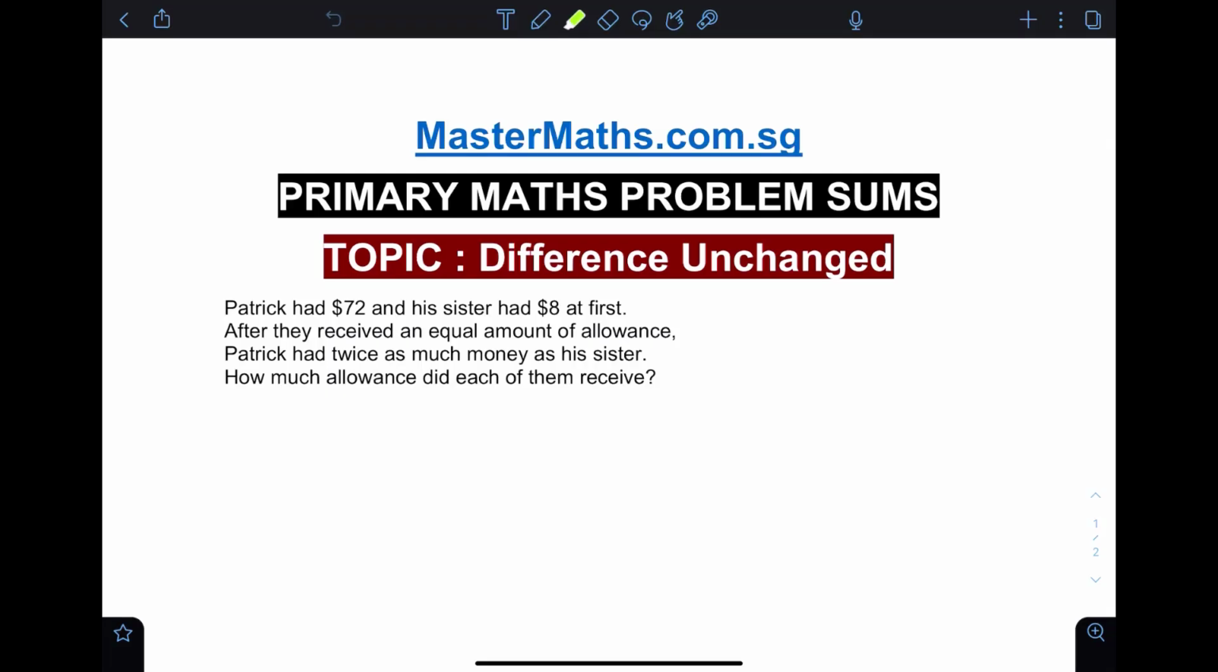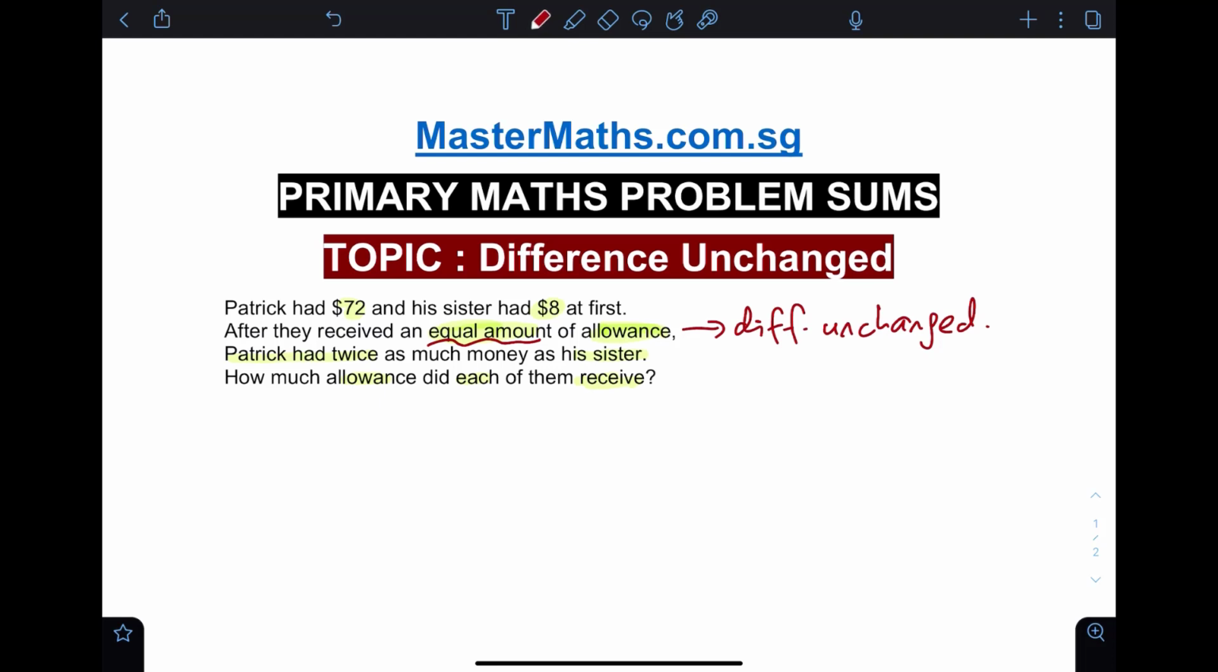Patrick had $72 and his sister had $8 at first, after they received an equal amount of allowance. Now, these are the keywords here. This tells us that since they are receiving an equal amount, the difference in money between them will remain the same. It will remain unchanged. Okay. Now, in the end, Patrick had twice as much money as his sister. How much allowance did each of them receive?